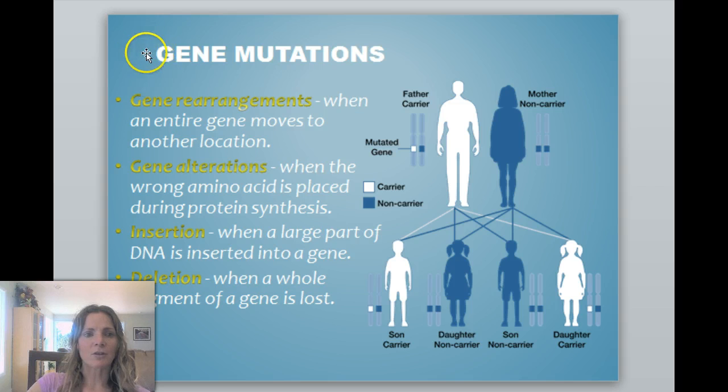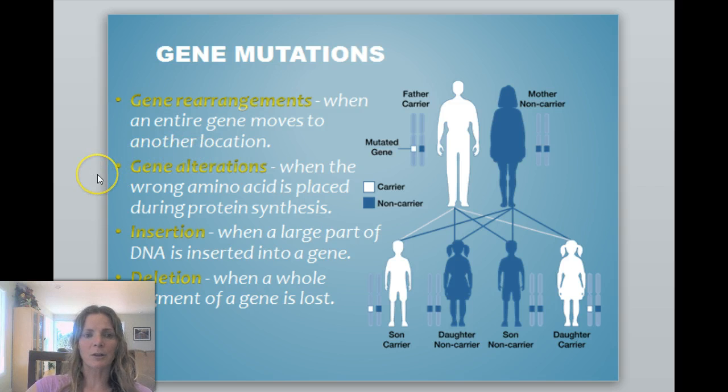So let's talk about the different gene mutations. You have gene rearrangements. So remember, genes are on the actual chromosomes, okay? So when an entire gene moves to a different location, we call that a gene rearrangement, where basically it's rearranged, okay? Again, that can cause something that's very harmful, but it can also cause really more just a basic physical feature or something internal that does not cause death or any kind of disease, so to speak, okay? But it can. It just depends on the type of gene rearrangement.